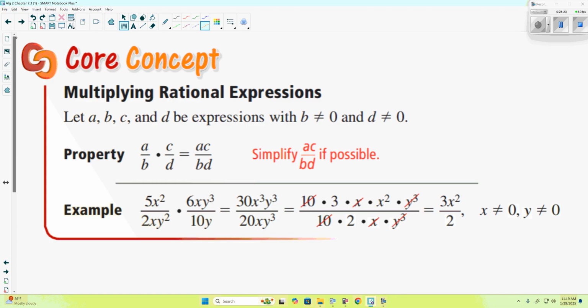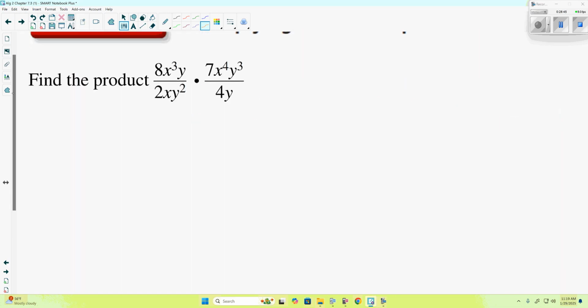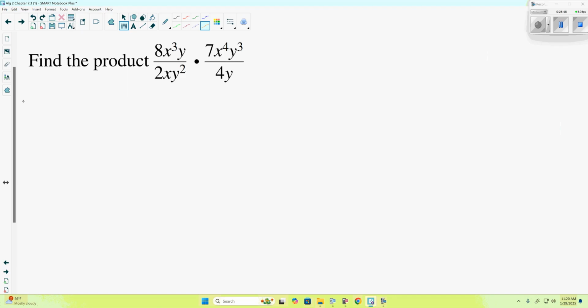When multiplying two rational expressions, we multiply numerators with numerators, denominators with denominators, and then simplify if there's anything in common. We simplify anything that's in common on top and bottom when it's possible. Now there's different ways we can do this. There's two really main ways we can do this. The first is that we multiply everything and then simplify.